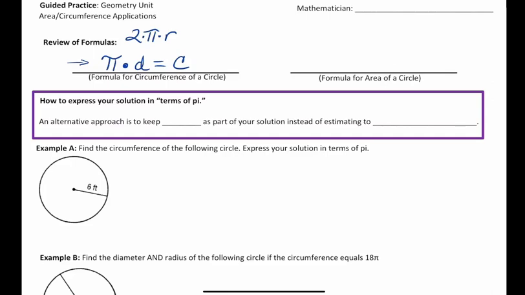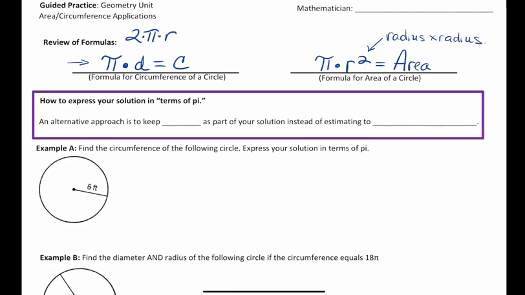Now, the area of a circle, that's the thing we just did last week. That is going to be pi times radius squared. Pi r squared, you sometimes hear it referred to as, equals area, A for area. Make sure you remember that r squared does not mean radius times 2. It means radius times radius.